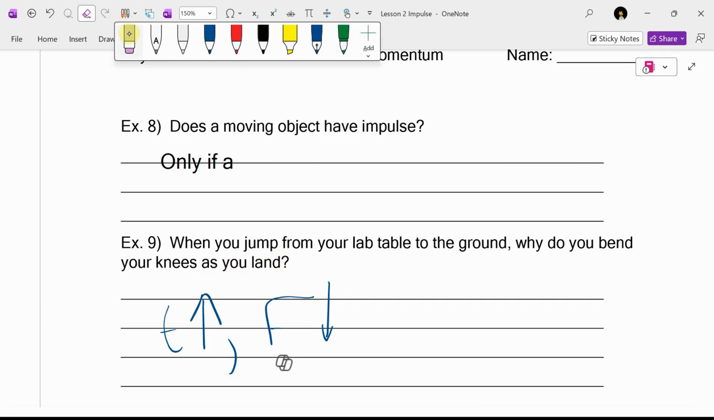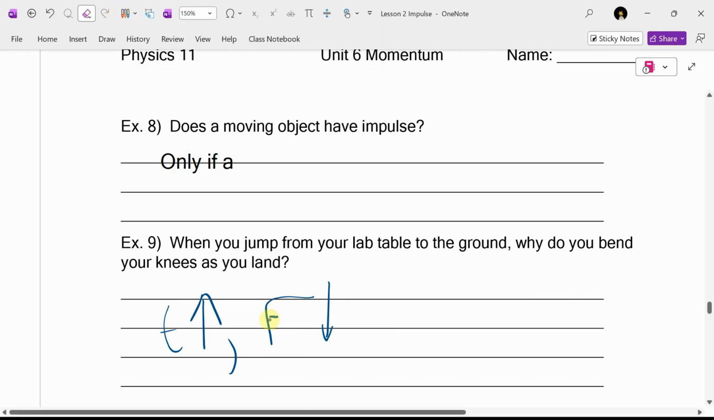Sorry, that F is right on the line. You can't tell that's an F, Mr. Dueck. Let's erase that. Make that a better F, Mr. Dueck. There we go. Okay.